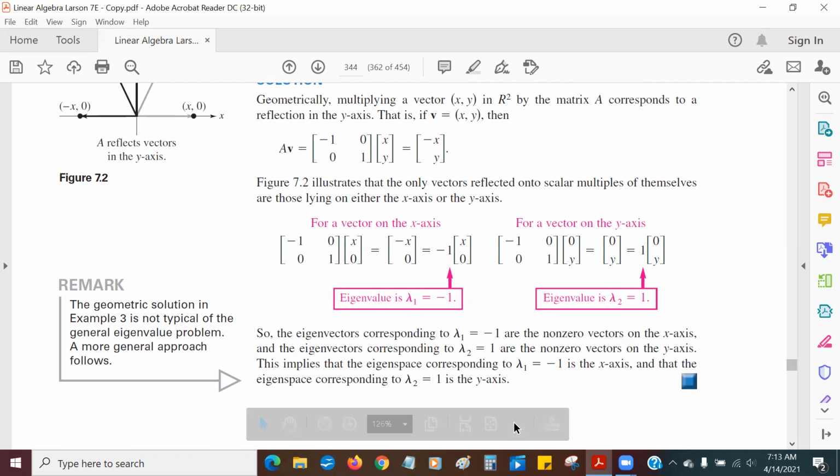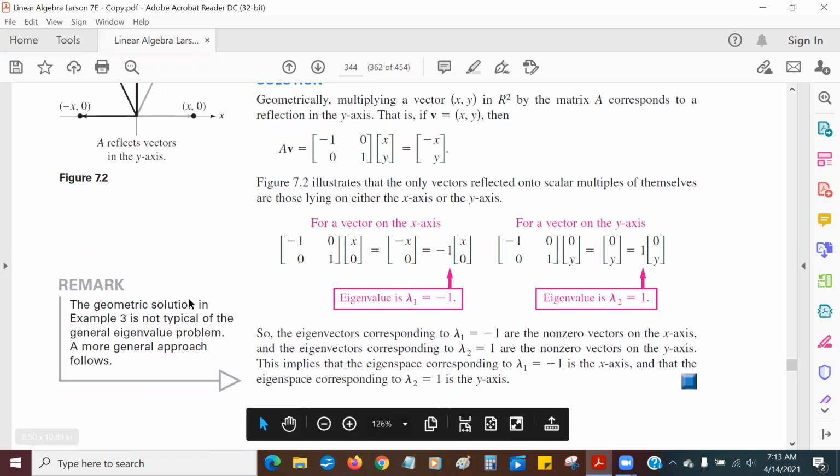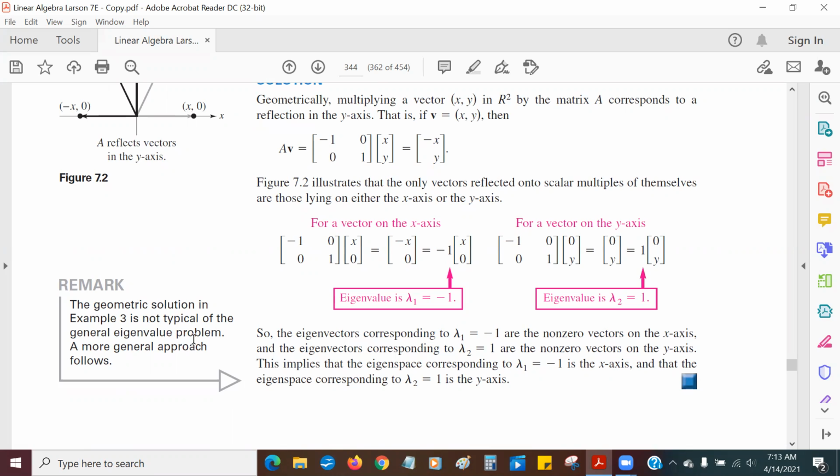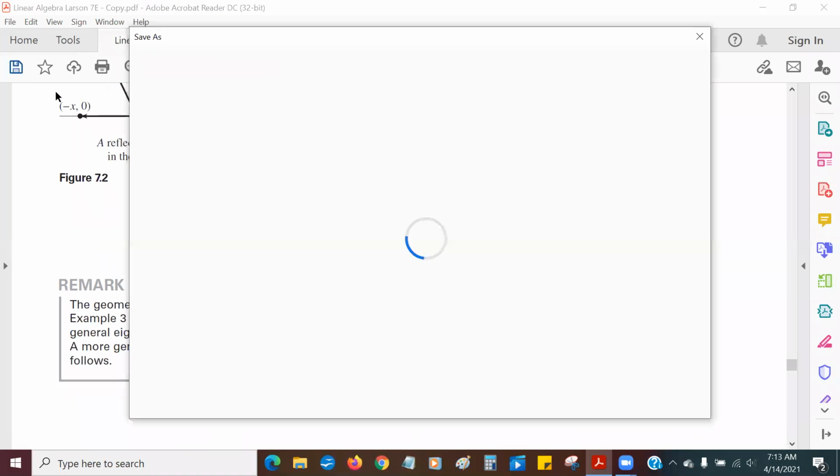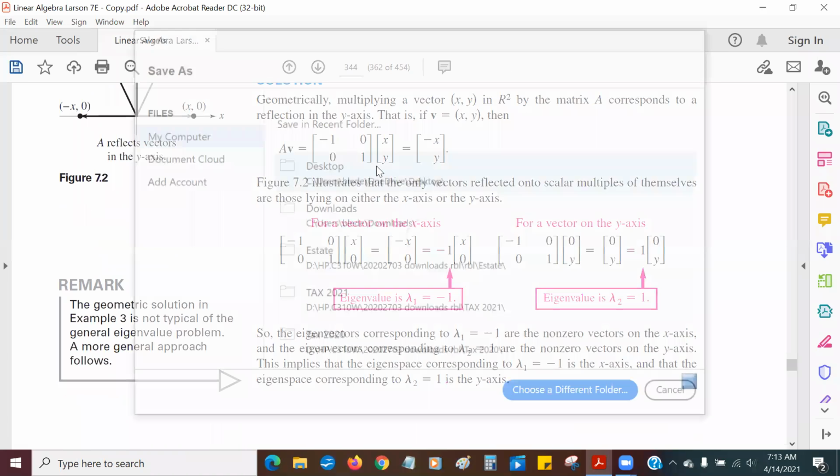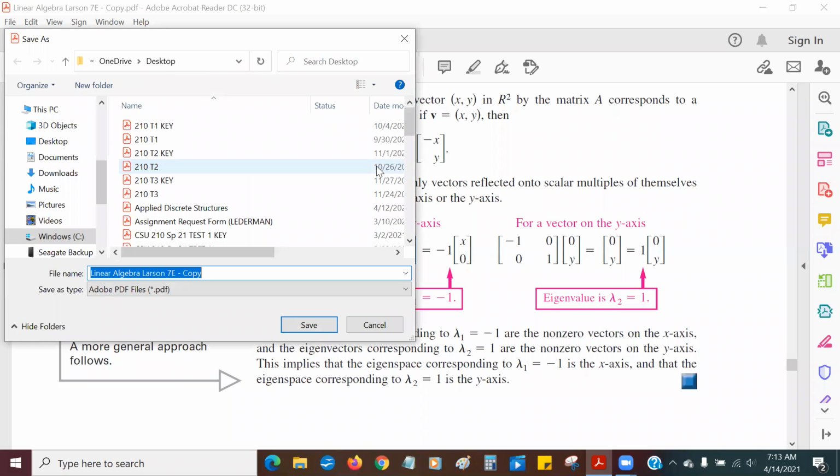True in general. As the remark over here says, the geometric solution is not typical of a general eigenvalue. It's usually not something we can just look at a picture and figure out. We are going to give you a more general approach coming up. But it's nice if you can see something visually. It just adds something very wonderful when you can do that. Okay, let me just save this.